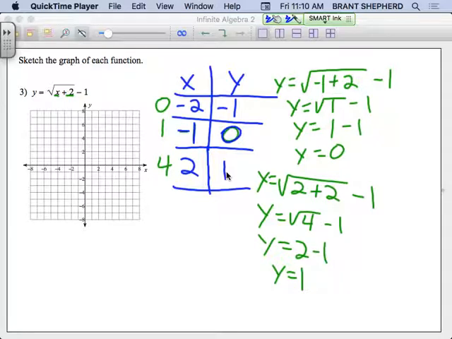Then from here, I'm just going to plot these points. So negative 2, negative 1, negative 1, 0, and 2, 1. And I have enough there then to make my graph.